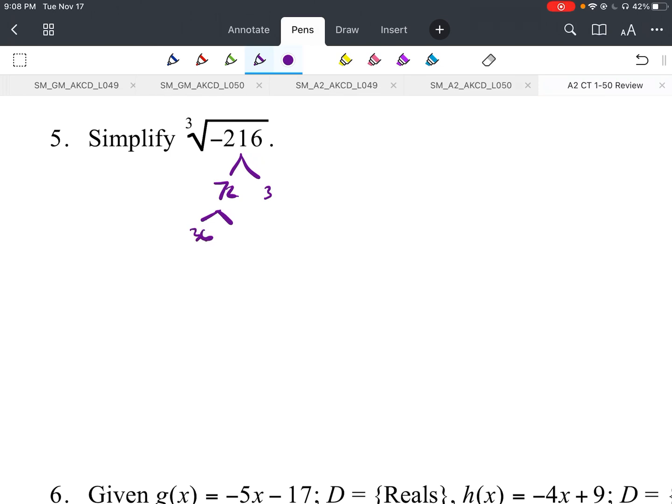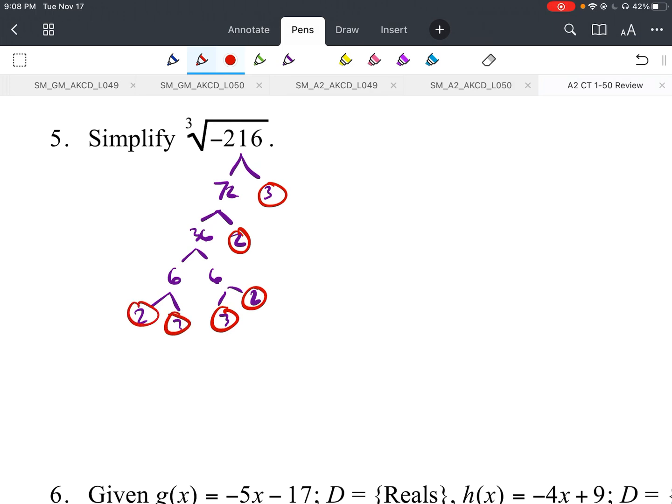This is 36 times 2, and this is 6 times 6, which is 2 times 3, and 2 times 3. All right, so this is all my fruit on my tree, all the furthest things out that can't break down anymore, my prime factorization. And don't forget about this negative in there. We're going to need to deal with that as well. So let's make bomb shelter.